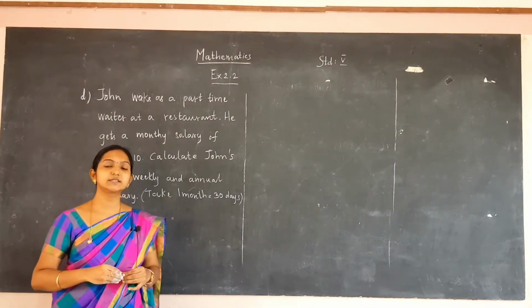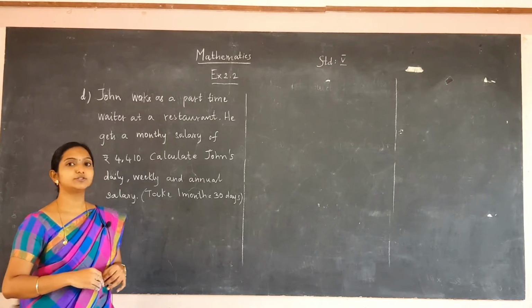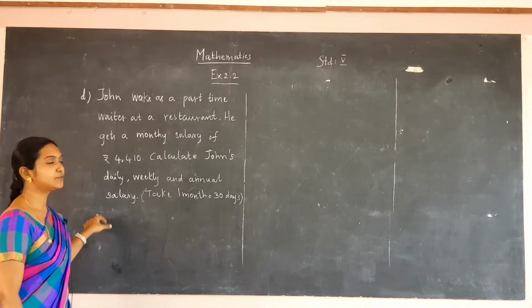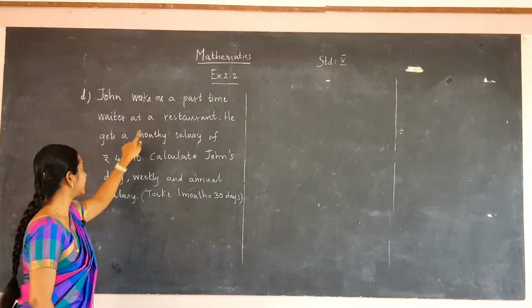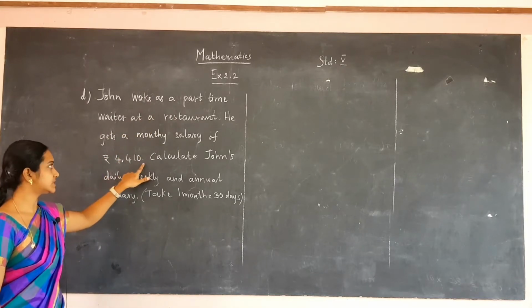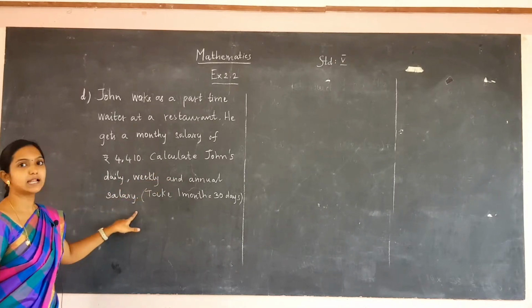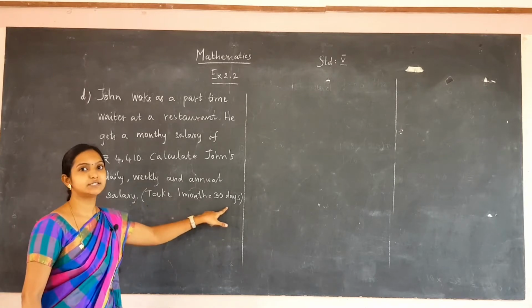Good morning students. Now we are going to continue the remaining problems in exercise 2.2. The third problem in the word problem is John works as a part-time waiter at a restaurant. He gets a monthly salary of rupees 4,410. Calculate John's daily, weekly and annual salary. We have given a clue. Take 1 month equal to 30 days.